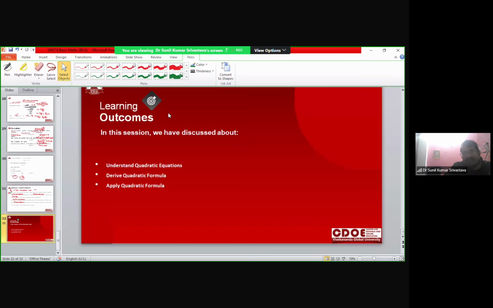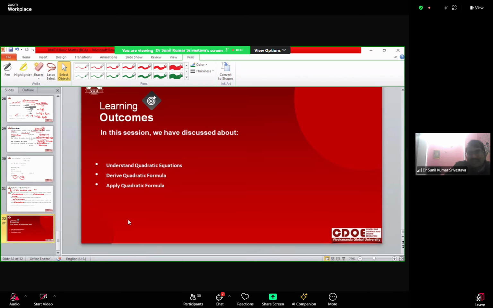So finally, we see here the learning outcomes. In this one, we have discussed understanding the quadratic equation, deriving the quadratic formula, and applying the quadratic formula to find the solutions. We also discussed the different methods, that is the middle term splitting method, the quadratic formula method, and the completing square method. We also discussed some word problems, how to convert them into quadratic equations, and then find the solution. So these are all the things related to the quadratic equation.